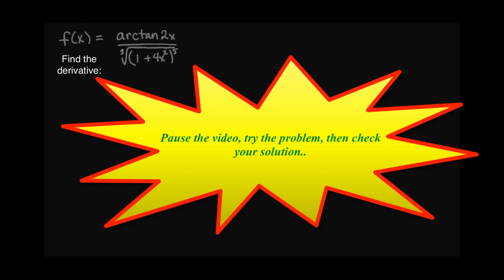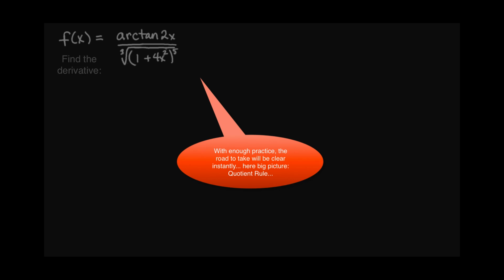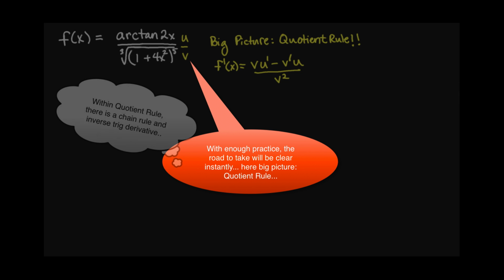So what we're going to be doing is we're going to try to do the derivative of inverse trig, but you'll see here that this is more than just an inverse trig. We have to learn to recognize the big picture. Here we have two variables being divided, so the big picture is a quotient rule. Within that quotient rule, we have an inverse trig derivative, and we're going to have to use a chain rule for this bottom one. So let's see it in action.